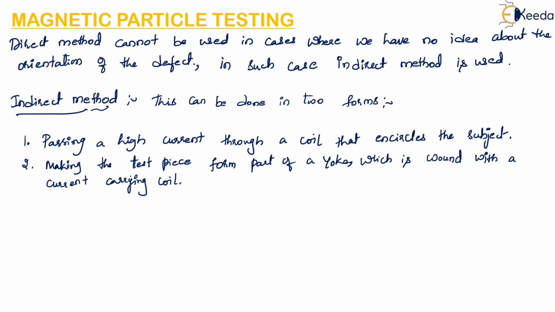So why this test piece? The test piece is nothing but the component, which forms a part of the yoke wound with a current carrying coil. If you see the figure, you will be able to understand what it actually means. So why is this done? It is done to pass the magnetic field along the part to reveal transverse and circumferential defects.